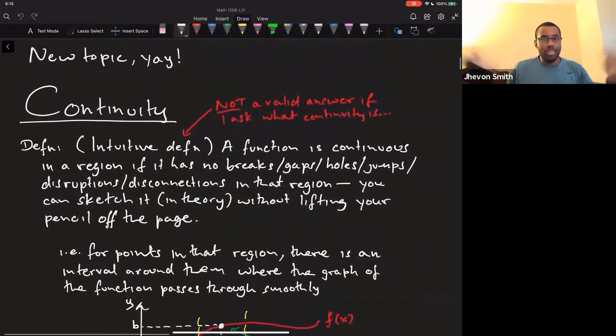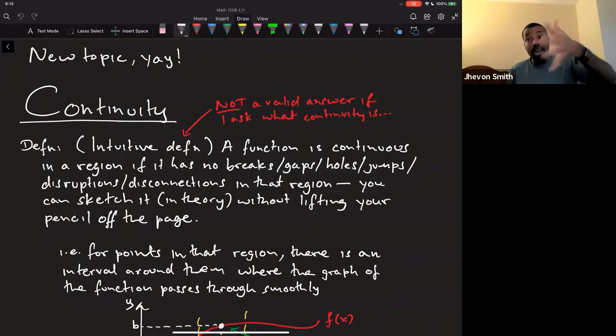And then we started a new topic, yay, continuity. It is easy to describe in words, especially if you're doing it hand wavy. It's not the hardest thing in the world, but it is something that you have to get used to.